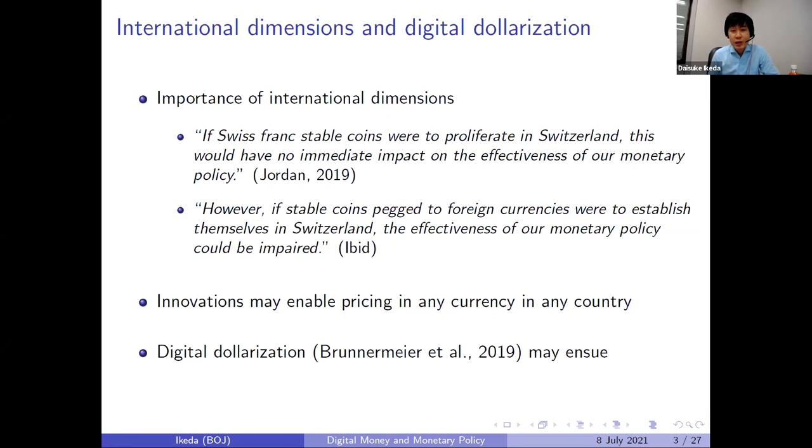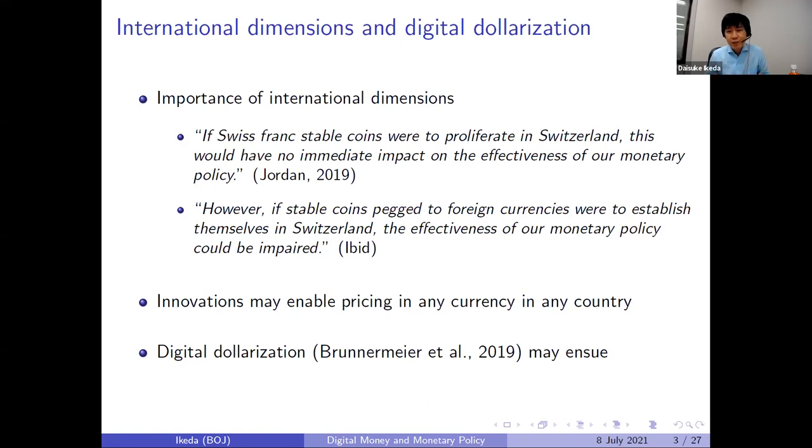So here is my favorite speech by Thomas Jordan, chairman of the Swiss National Bank, and let me read some excerpts. If Swiss franc stablecoins were to proliferate in Switzerland, this would have no immediate impact on the effectiveness of our monetary policy. So if a stablecoin is pegged to the domestic currency, that would have no immediate impact on domestic monetary policy. But if stablecoins pegged to foreign currencies were to establish themselves in Switzerland, the effectiveness of our monetary policy could be impaired. So if a stablecoin pegged to a foreign official currency becomes widely used in the domestic country, then the effectiveness of domestic monetary policy could be impaired. And this could be a serious problem.